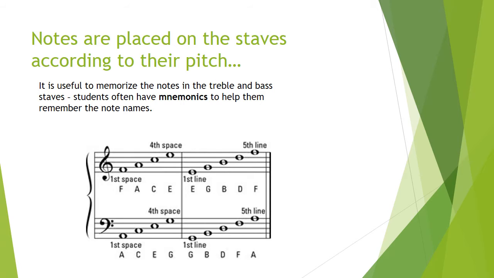So in the case of the treble clef, the notes that are in the spaces can easily be remembered because they're called F-A-C-E, face. And the notes that are on the lines, E-G-B-D-F, every good boy deserves fruit. Moving to the bass clef on the left-hand side, A-C-E-G, that's ace with a G on the end. And the lines, G-B-D-F-A, good boys deserve fruit always.